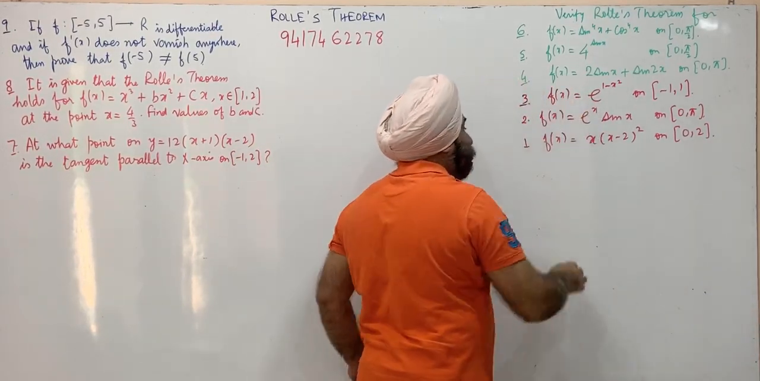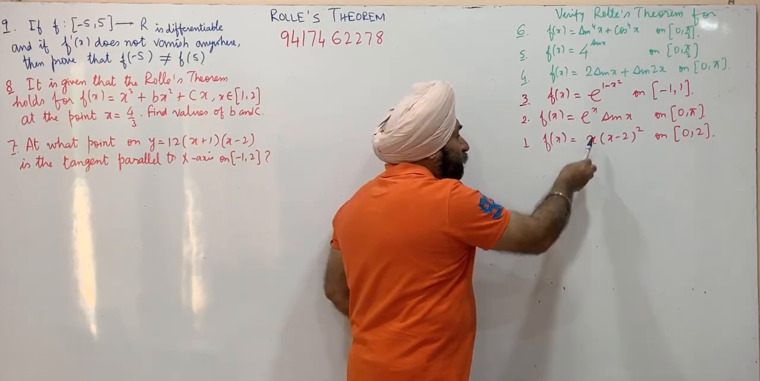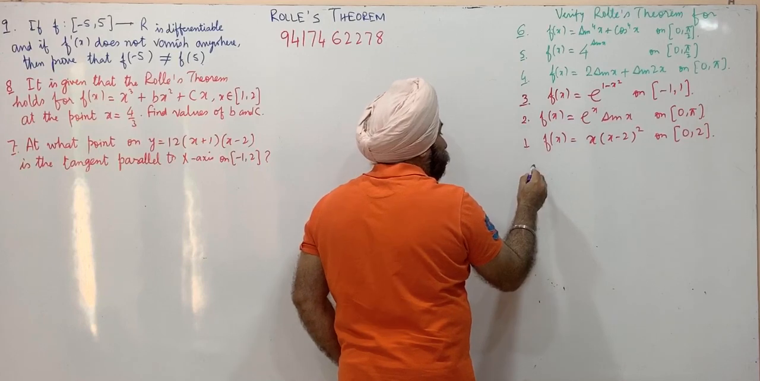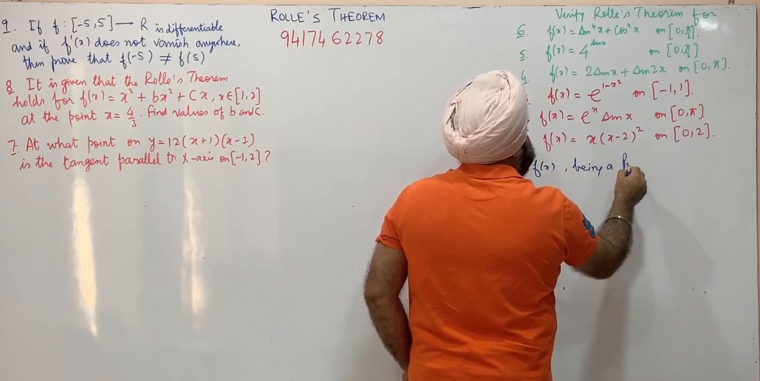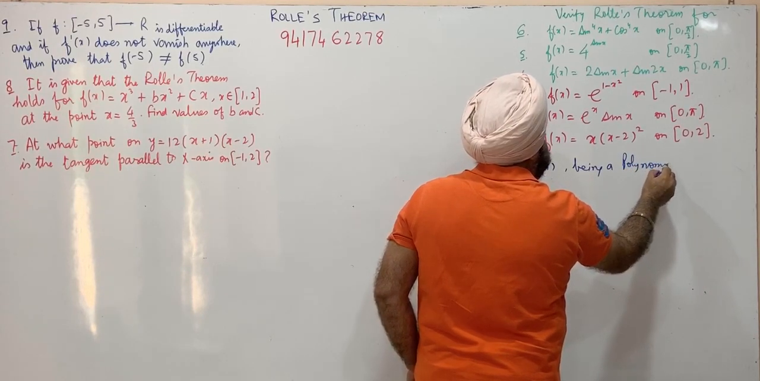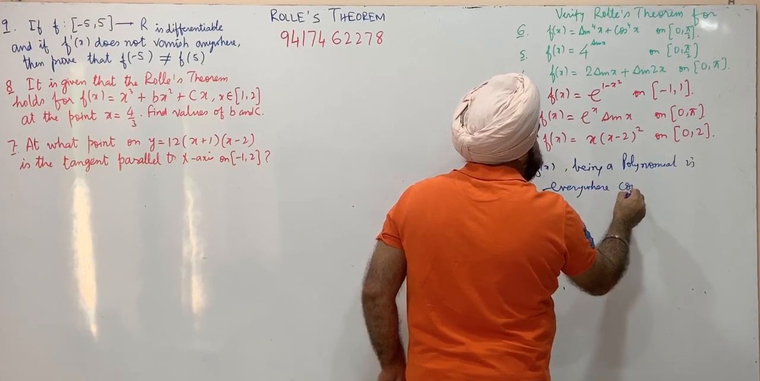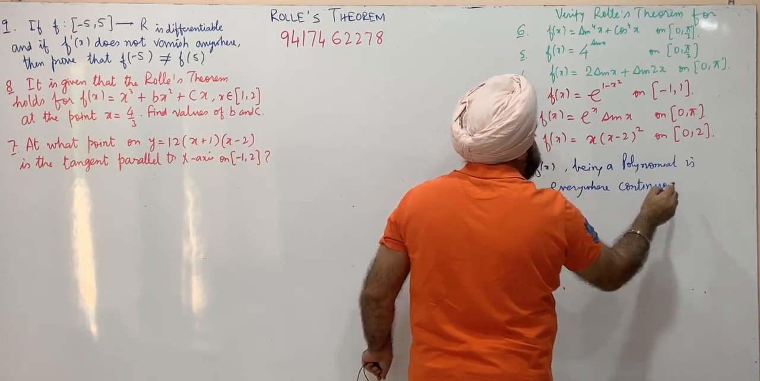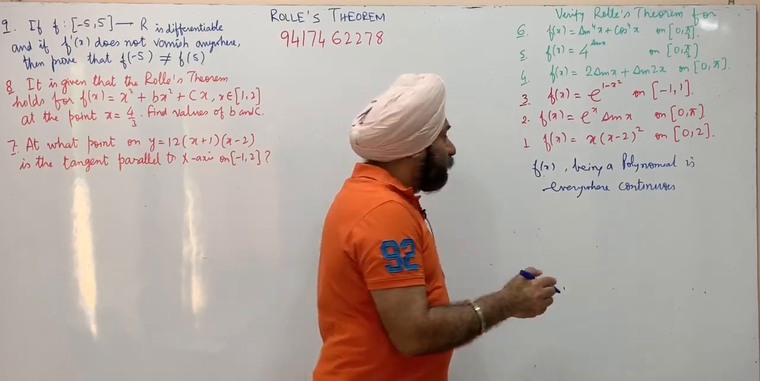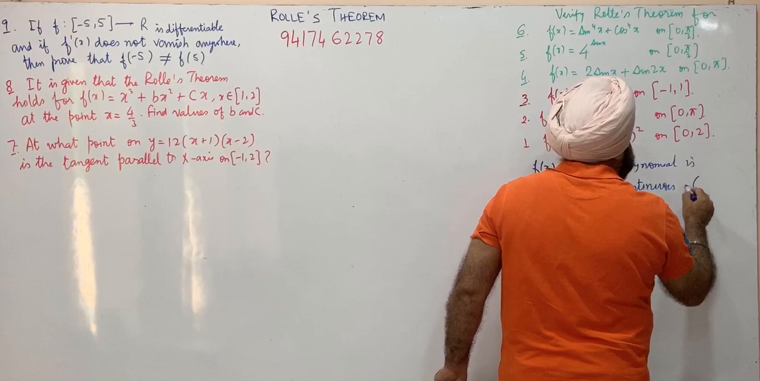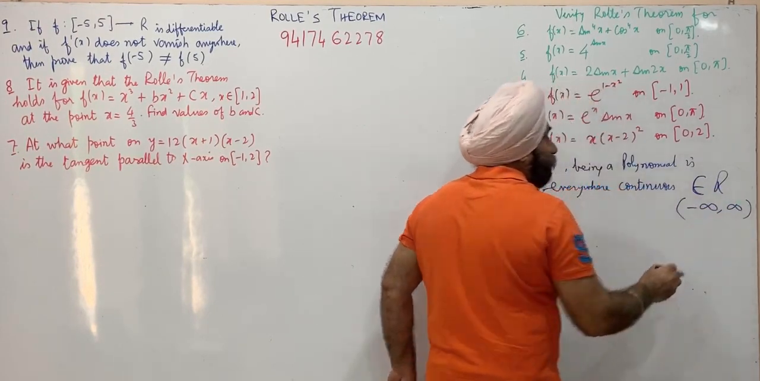The first one, f of x is equal to x into (x minus 2) whole square. This is a polynomial function. So we write f of x, being a polynomial, is everywhere continuous. Everywhere continuous means it's continuous for all real numbers, or from minus infinity to plus infinity.